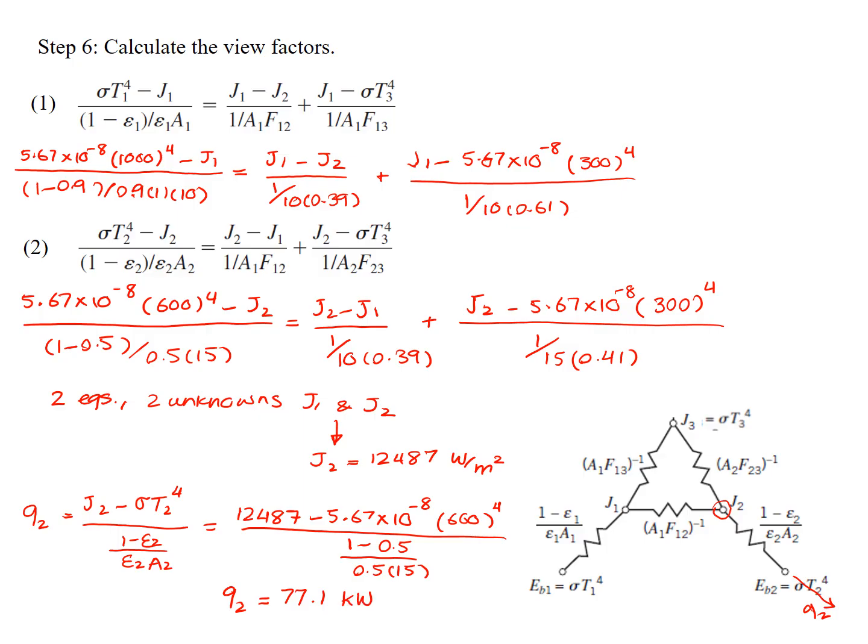If you wanted to, you could calculate everything else. Once you calculate J1 from these two equations, two unknowns, you'll be able to actually calculate J1 and anything, all the different flows, the radiation exchanges between the three nodes, you can actually calculate them.